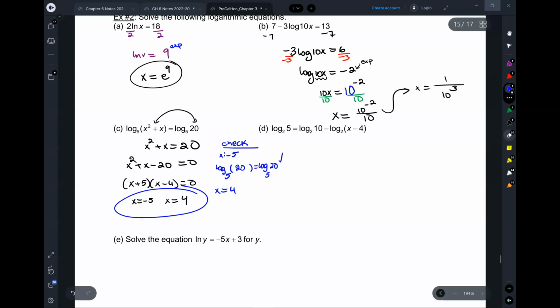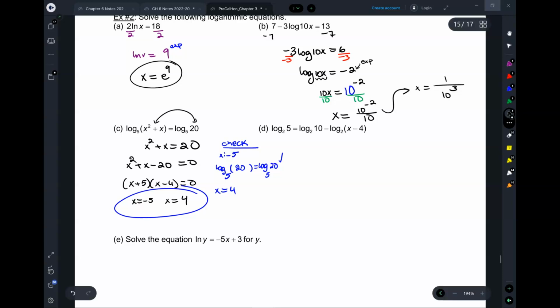So, yep. Why are we still checking this one and not the other? Because the domain for logarithms is not all real numbers, but the domain for exponentials is all real numbers. So here you can get values that are out of the domain. For exponentials, you will never get a value that's out of the domain. The only thing is you might just make a mistake and get the wrong answer.